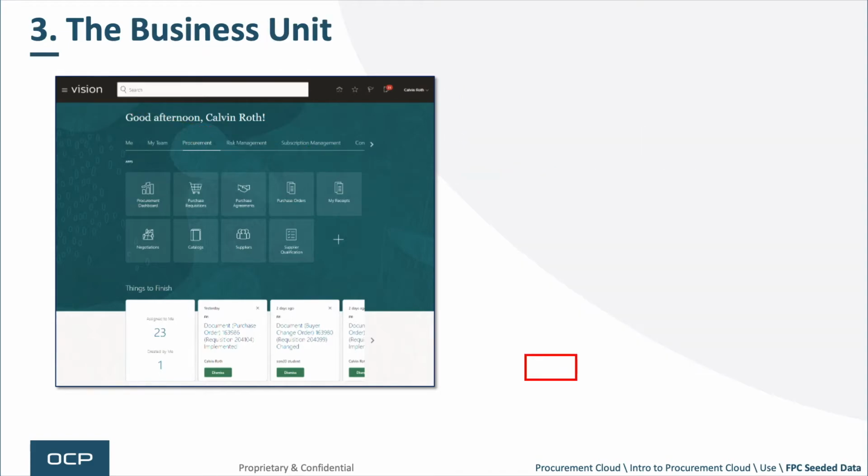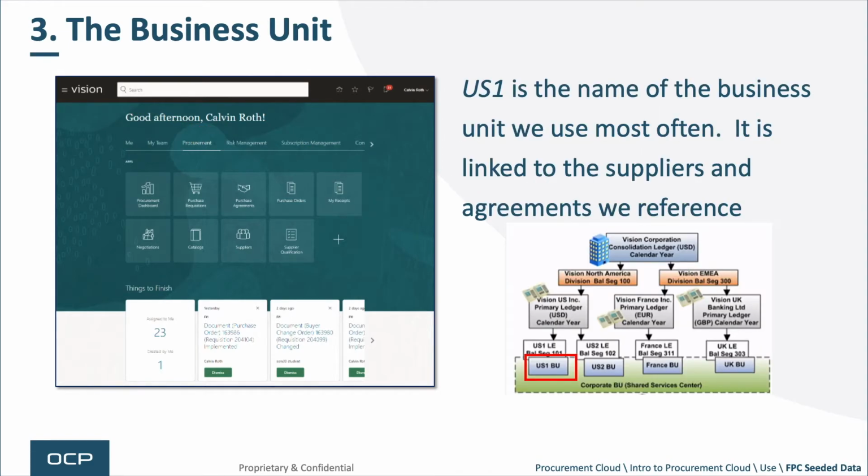3. The business unit. US1 is the name of the business unit we use most often. It is linked to the suppliers and the agreements we reference throughout our videos. You can see where US1 fits on this image in the bottom left.